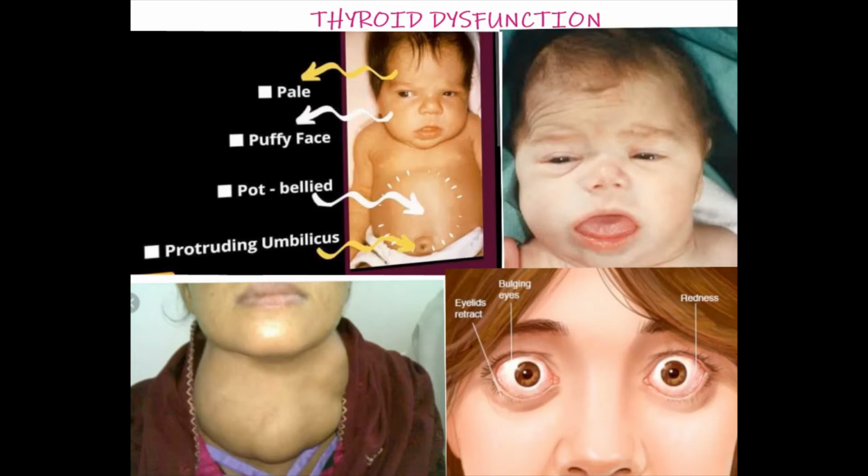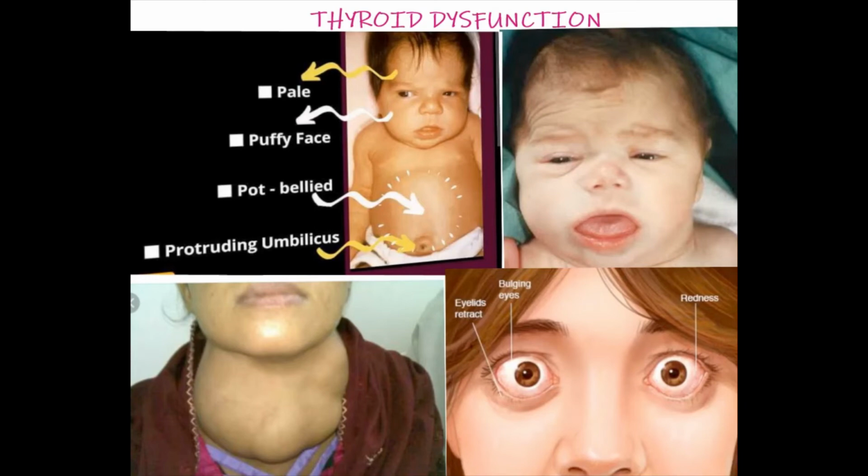Here two types of dysfunctions are there. One is hypothyroidism and another one is hyperthyroidism. Hypo meaning less amount, less secretion of hormones. Hyper meaning excess secretion. First let's see hypothyroidism. It is due to the decreased secretion of thyroid hormone.